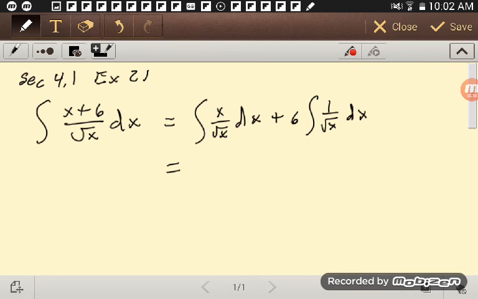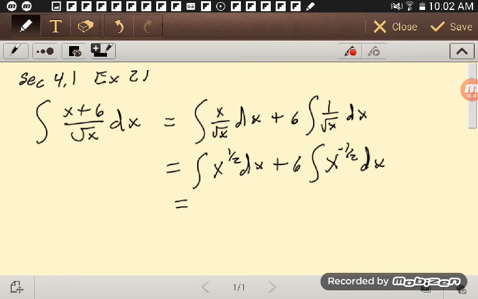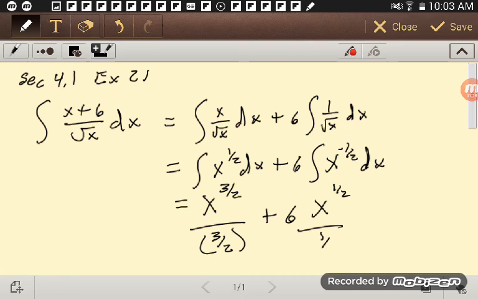Okay, this first one, x over the square root of x, is just the square root of x, but I can write that as x to the 1/2 dx, and then plus 6 times the antiderivative of x to the negative 1/2 dx. Antiderivative, well, that's x to the 3/2, I added 1, divided by 3/2, plus 6x to the 1/2, I added 1 to negative 1/2, divided by 1/2, plus my arbitrary constant.